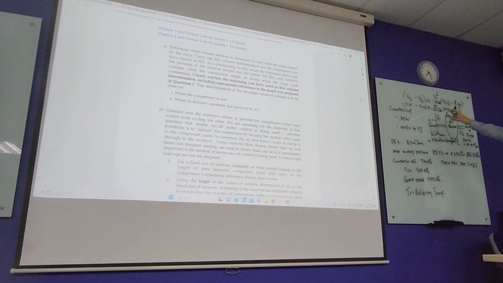Alright, so with this, can you find out the size of the receiver? Can you find the receiver size with this value? I hope everyone participates. You need to find out the size of your receiver in order to work out all your subsequent questions.